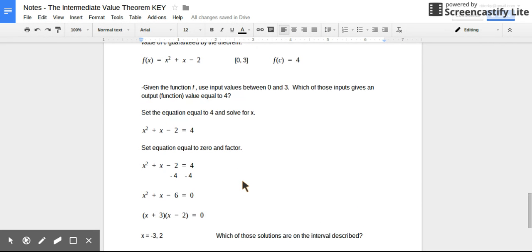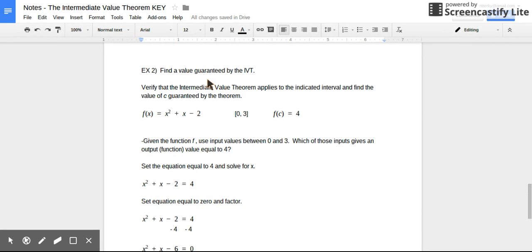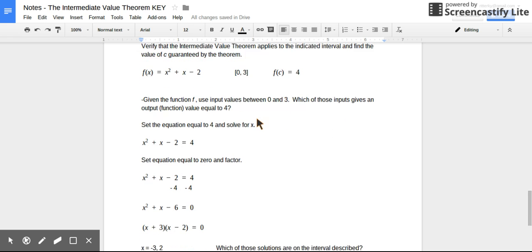So let's go back to the original question. It said verify that the theorem applies to the indicated interval. Well, yes, we did prove that a solution to this function that equals 4 was given by an input of 2. And 2 is on that interval from 0 to 3.